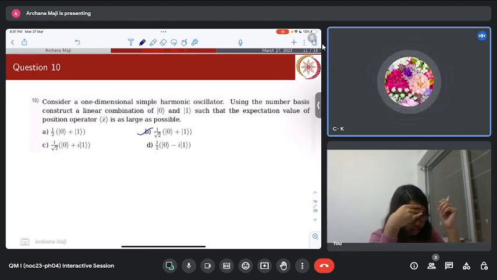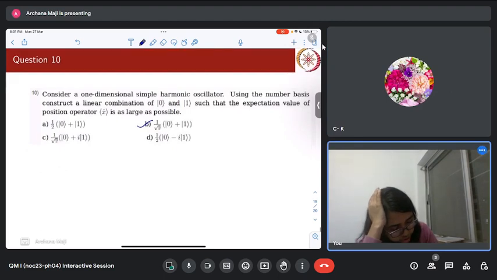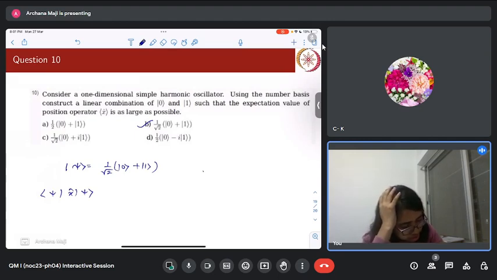What is this? The expectation value of the position operator. So let's call that state psi, (|0> plus |1>) over square root 2. Expectation value means you have to basically calculate this. Now the x operator for a one-dimensional harmonic oscillator is square root of h cross over 2m omega times (a plus a dagger).